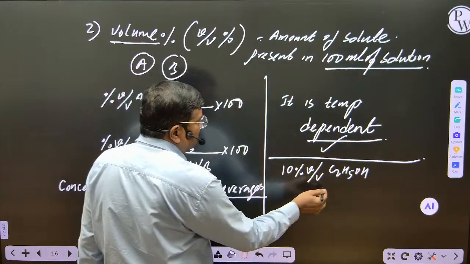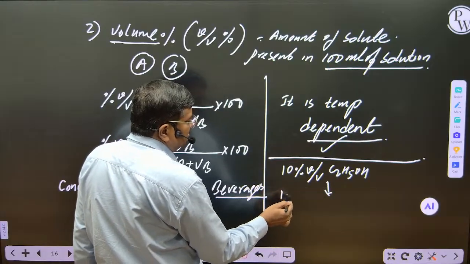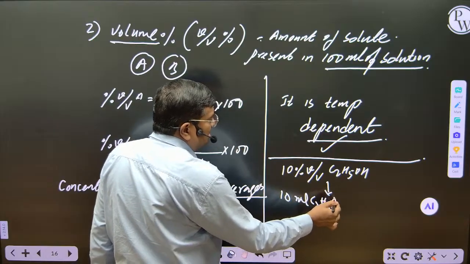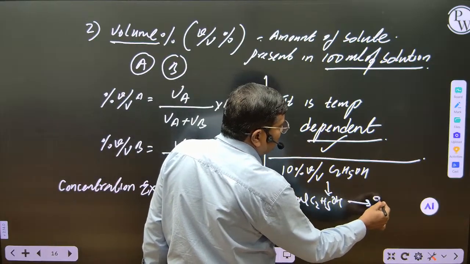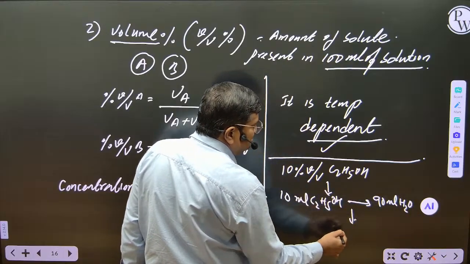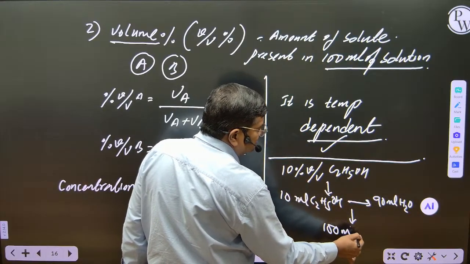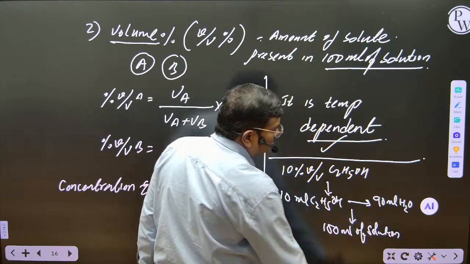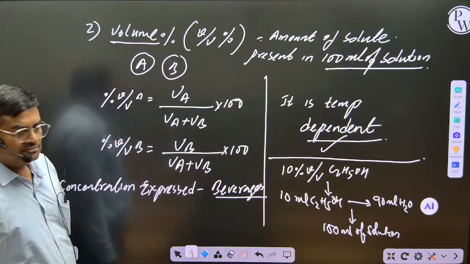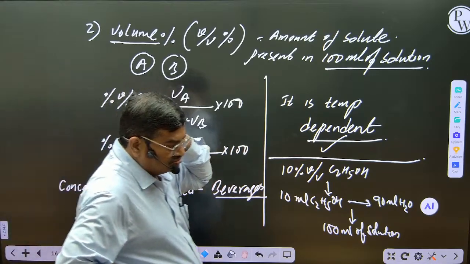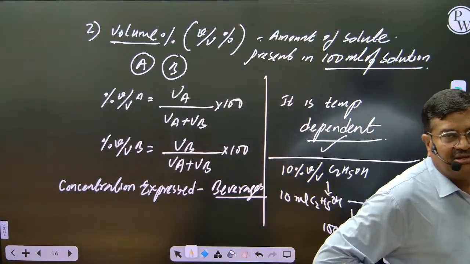So understood, all of you? Make a note. 10% V by V means 10 ml ethyl alcohol is dissolved in how many ml of water? 90 ml of water, to make it how many ml of solution? 100 ml of solution. Is it clear? Simple, no? Same as mass percentage.